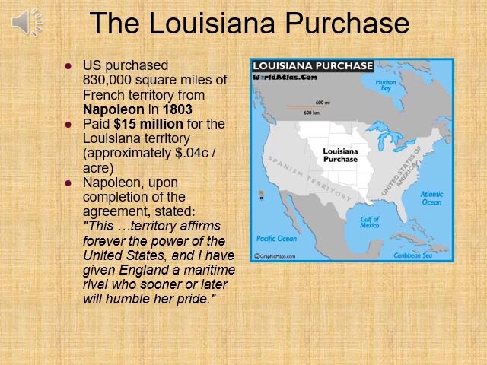Napoleon, upon completion of the agreement and the sale, stated that this new territory affirms forever the power of the United States, and I have given England a maritime rival who sooner or later will humble her pride. So this was a calculation. Not only did Napoleon and France need the money from the sale of the Louisiana territory, they also wanted to weaken England's naval power and supremacy in the world.